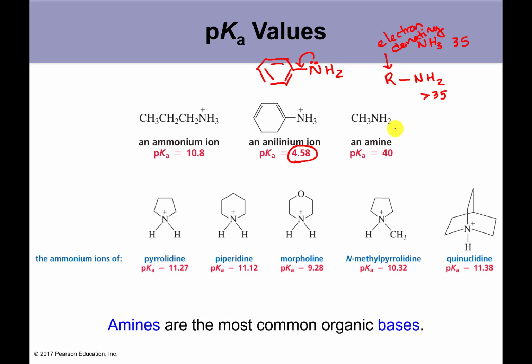And the other class you should know is the ammonium type ions. The pKa's are all around 9 to 11, somewhere in that range. So those are good ballpark. Now, some of these other ones like morpholine and quinuclidine, I don't care if you know those values, but you'll notice these are all alkyl, and they're near that 9 to 11 range for protonated alkyl amines.